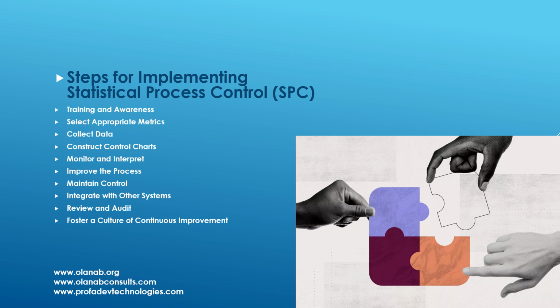The first is training and awareness. This involves training your staff about the basics of statistics, process capability, and variation. They need to understand the importance of statistics, process capability, and variation. They need to understand the differences between common cause and special cause variation. They need to be trained on how to use and interpret control charts, and how to use SPC software tools in their processes.